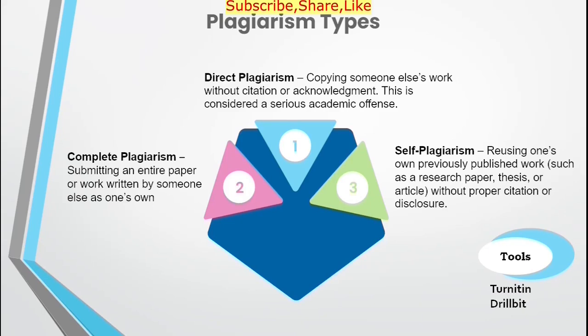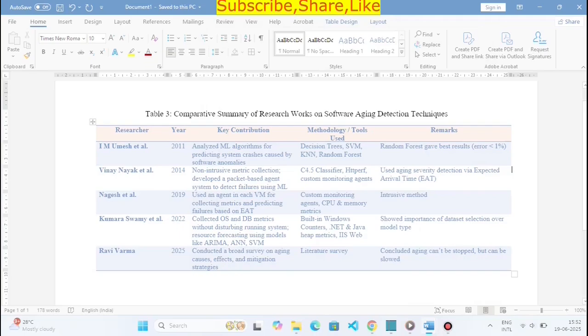Types of plagiarism. Let's understand the different forms of plagiarism, which are serious academic offenses. Direct plagiarism. This is when you copy someone else's work word for word without citation or acknowledgement. Complete plagiarism. This occurs when someone submits an entire paper written by another person as their own work. Self-plagiarism. Even using your own previously published paper, thesis, or article without proper citation is considered unethical.